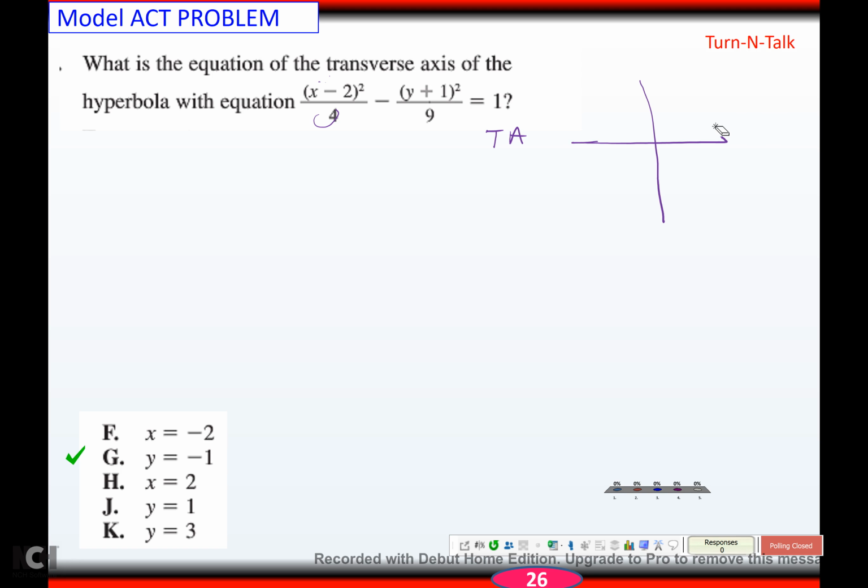All they want to know is the equation of that transverse axis. Well, my center would be at (h, k). There's h, there's k. So my center is going to be at (2, -1). So if I go to (2, -1), I know that there's my center, and my transverse axis has to go through it horizontally. The equation of that line is y equals -1. A horizontal line starts with y, ends with whatever it goes through on its axis, and there you go. Okay?